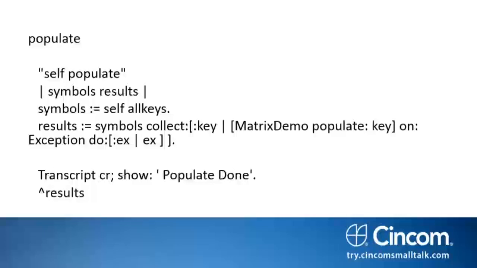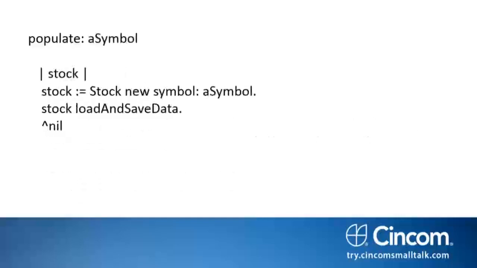Here's a method called populate, and this gets a lot of unique keys and then does some work through a collect iterator. So this could be representative of going through all the customers in your database and doing some work. So the actual code here, the populate colon, does this. It creates a new stock with the symbol. So this is like a stock market stock. And then it loads the data from the internet, and it saves the data out to the hard drive. So it's representative of taking some time and doing some processing. And then it returns nil.